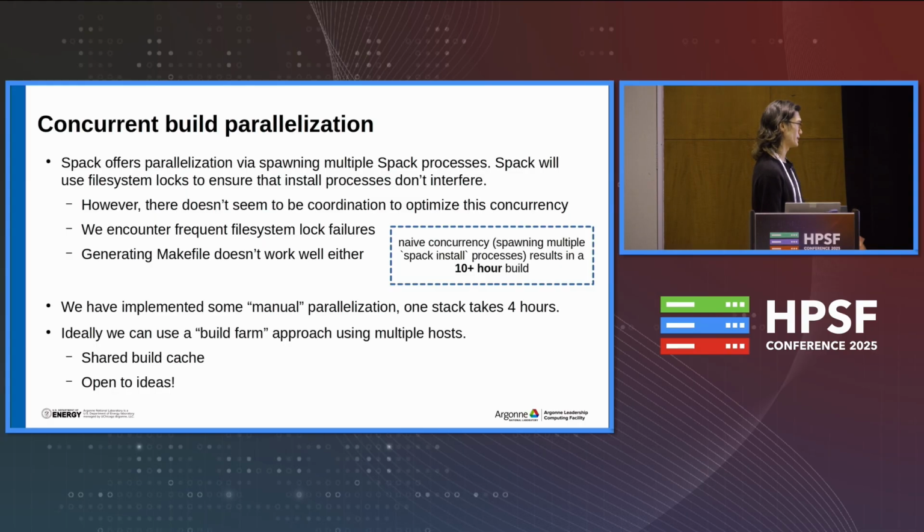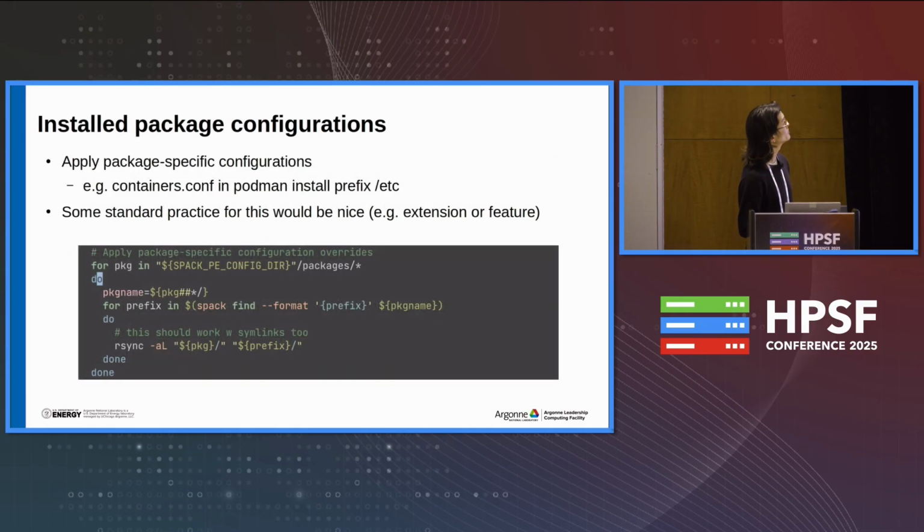Another thing that we haven't implemented fully yet is a build cache, so I think that will improve our build times by quite a bit. I do have local build caches going, but as far as shared infrastructure, we still have to set that up. But I'm also open to ideas.